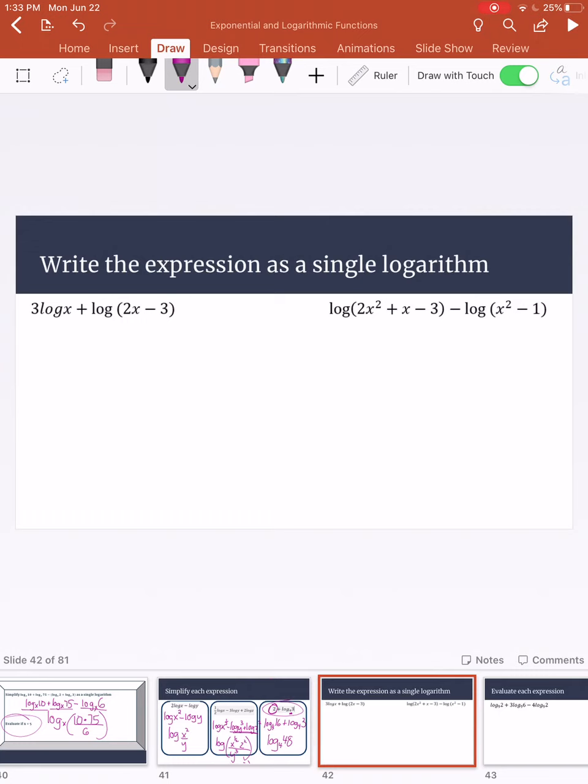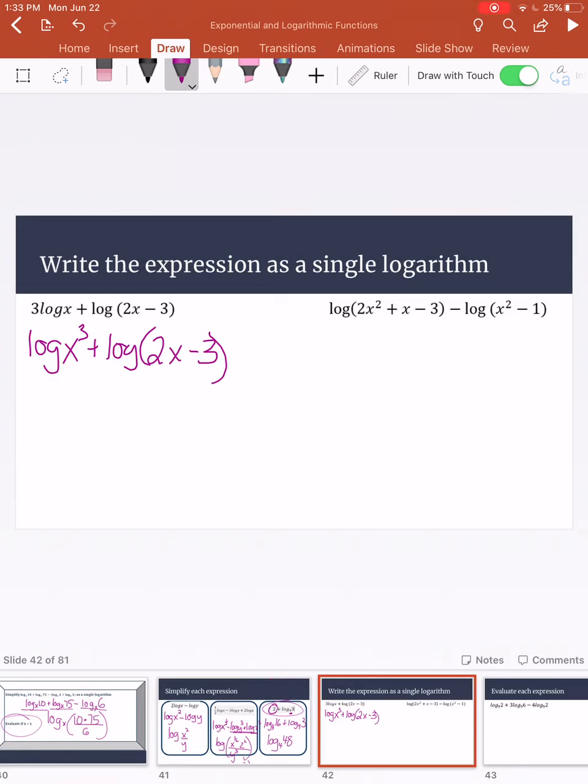So again, I'm going to start the same way and move all of my coefficients to the exponent of the argument. Notice how the second argument, that 2x minus 3, is in brackets. That means that entire expression is part of your argument. So now they both have similar bases. They're both common logarithms, meaning they have a base of 10.